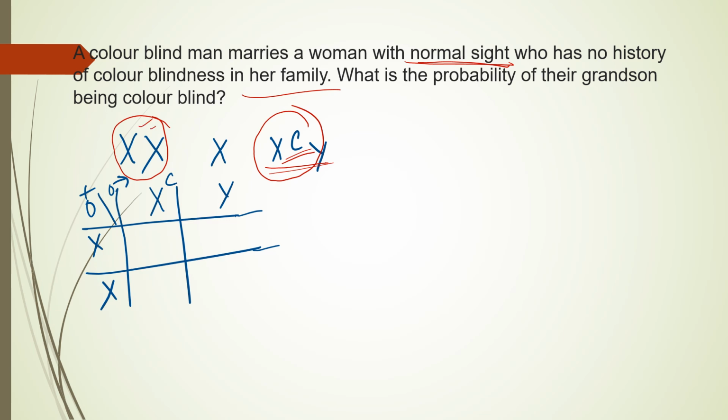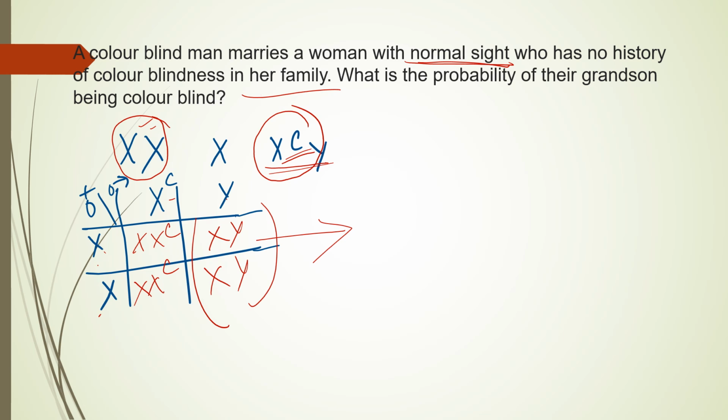So if we cross them, suppose this is the male and this is the female, this will be X X^C, then X Y, and then X X^C and X Y. So here you can see the sons do not have any gene for color blindness. So there is no chance or probability of their grandson being colorblind.